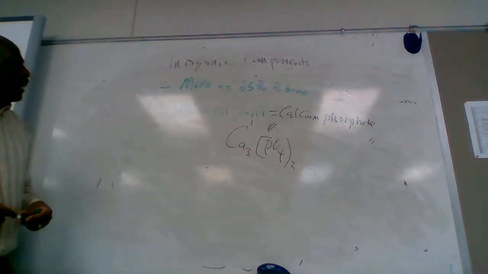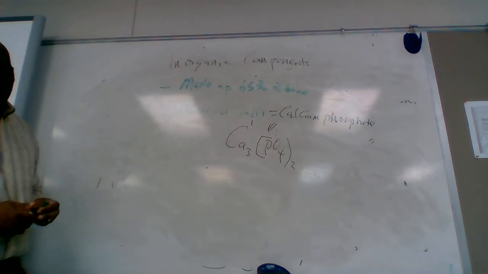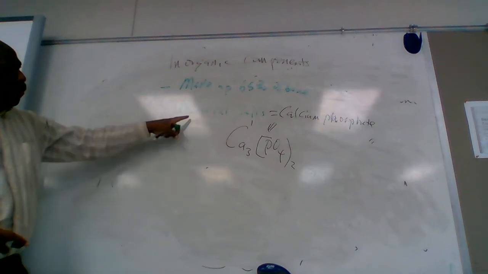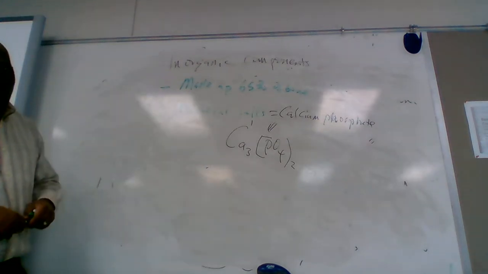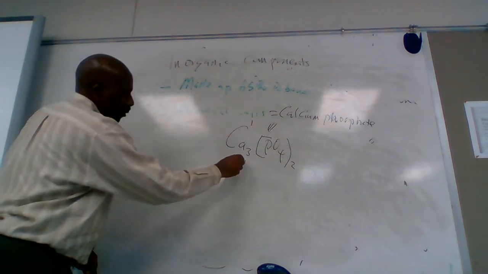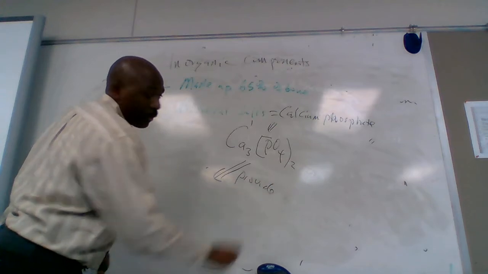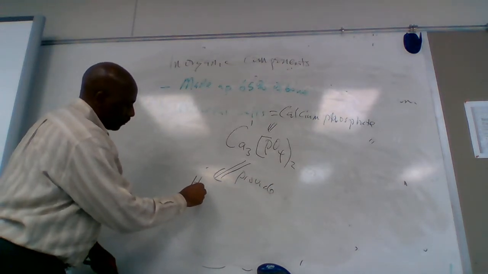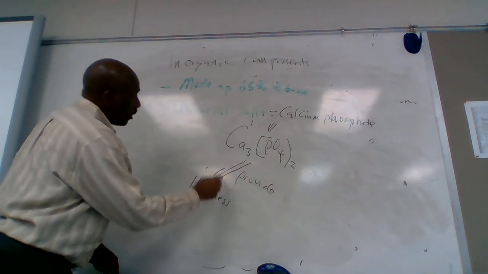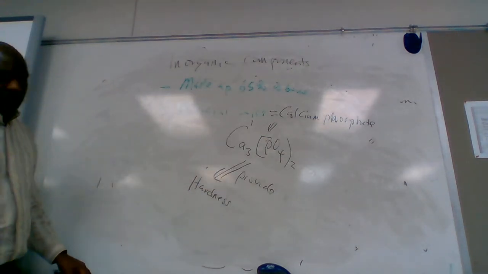So the main mineral that you find in bones is calcium phosphate. Now, why is it that bones require calcium phosphate? So this calcium phosphate provides the bones with hardness. So bones are hard because of the mineral salts that they have.